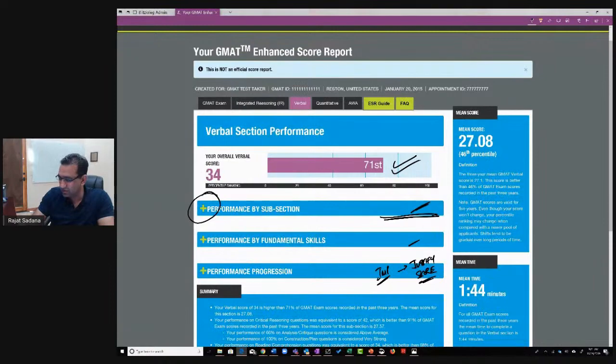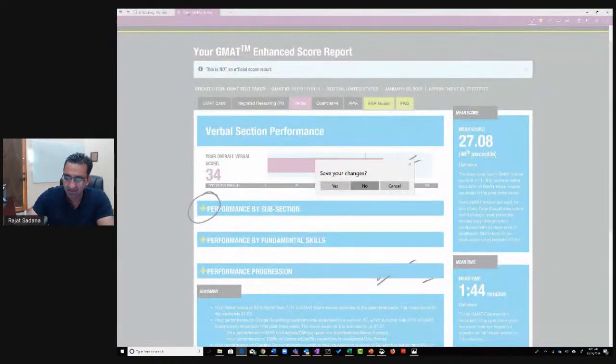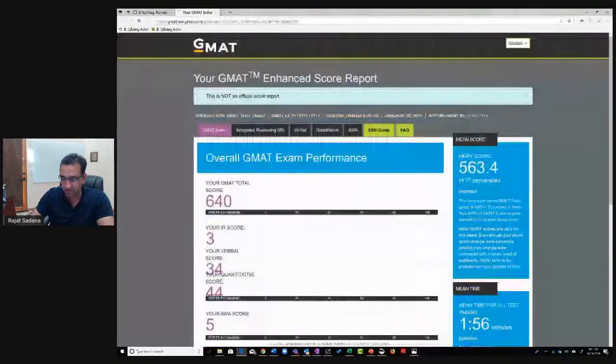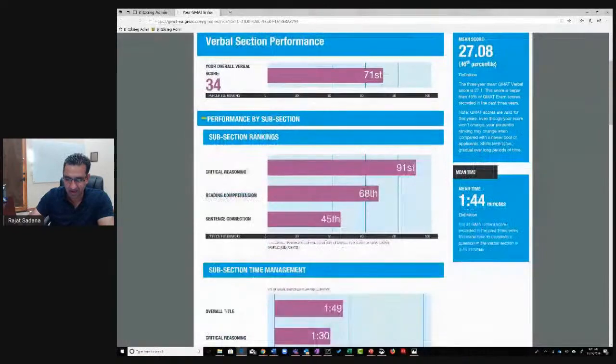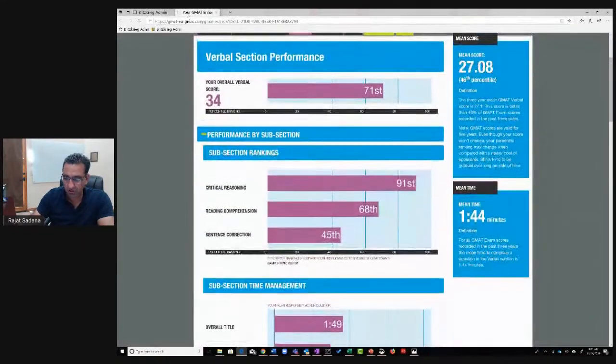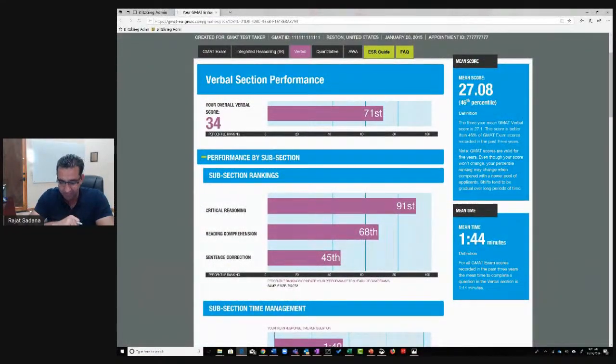So let's go a bit more deeply into all of this. But at a very high level, always when you get your ESR, do this, minimize this. So now let's go into all of this over here. Performance by subsection. Now, this guy got a V34.